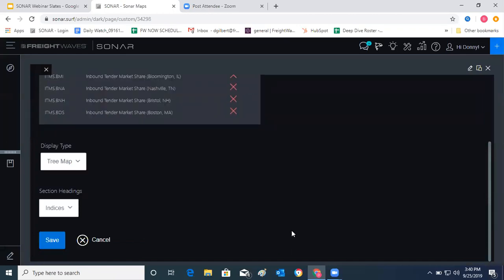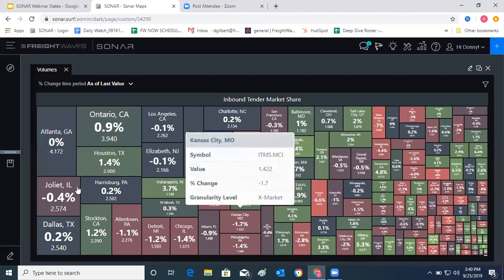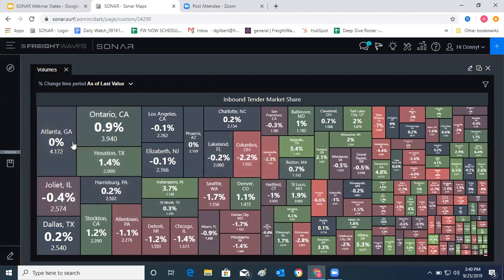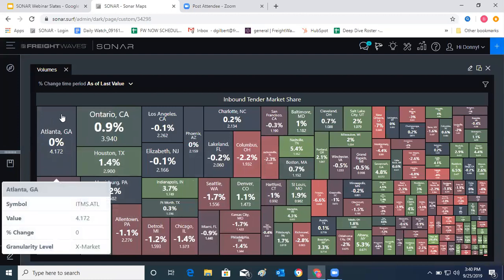And this will give us a good idea of what we see on our tree maps. I've actually based it off of our market share. Looking at a tree map here, it shows us our largest markets in the top left-hand side right here. And the percentage right here is the change from the day before. Since we update these markets daily, our volumes are updated and the percent change is from the day before.